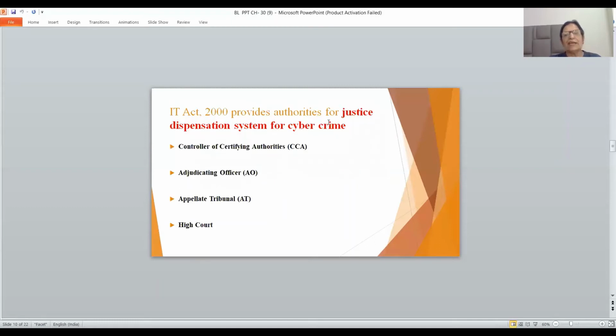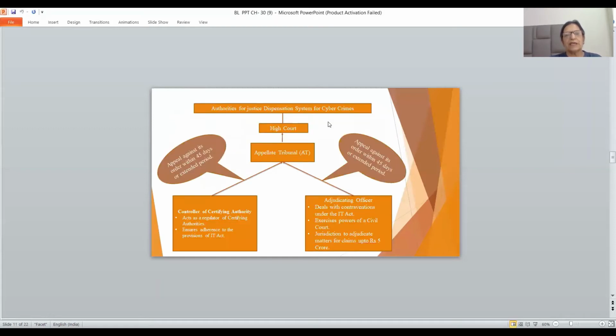Now, friends, I will take up the heading Justice Dispensation System for Cyber Law. IT Act 2000 has provided 4 authorities. First is CCA, second is AO, third is AT, and fourth is High Court. Now, the diagram is before you. Appellate Tribunal, we call it AT, and then CCA, you all are familiar, and adjudicating officer.